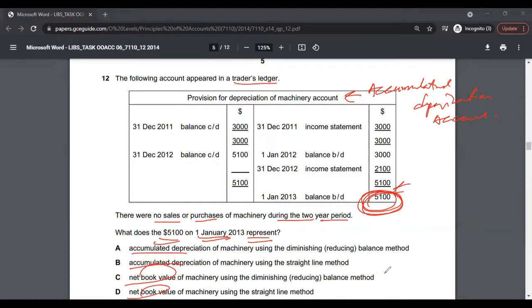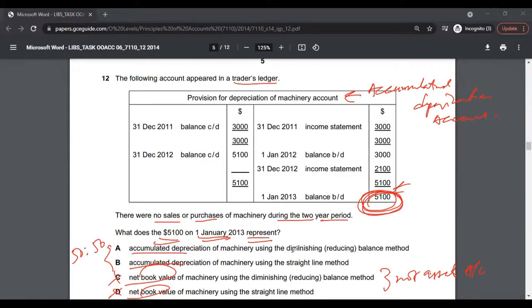This is the account above, not an asset account. This is a depreciation account. So you can clearly eliminate C and D. Now you are down to 50-50. So this is an accumulated depreciation account. That's a part of it. So you have got part of it right.